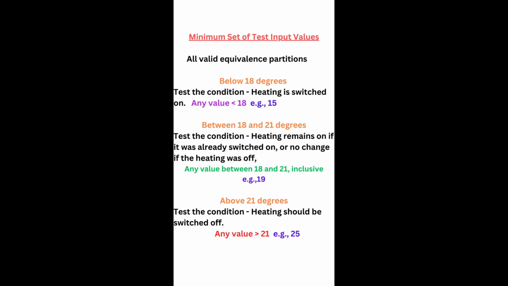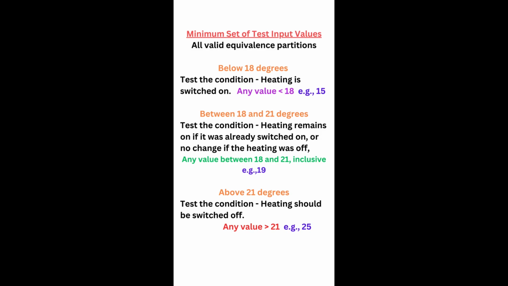To cover all valid equivalence partitions, we need at least one representative value from each partition. Below 18 degrees, heating is switched on. Take any value less than 18, for example, 15. Between 18 and 21 degrees, heating remains on if it was already switched on, or no change if the heating was off. Take any value between 18 and 21, for example, 19. Above 21 degrees, heating should be switched off. Take any value greater than 21, for example, 25.